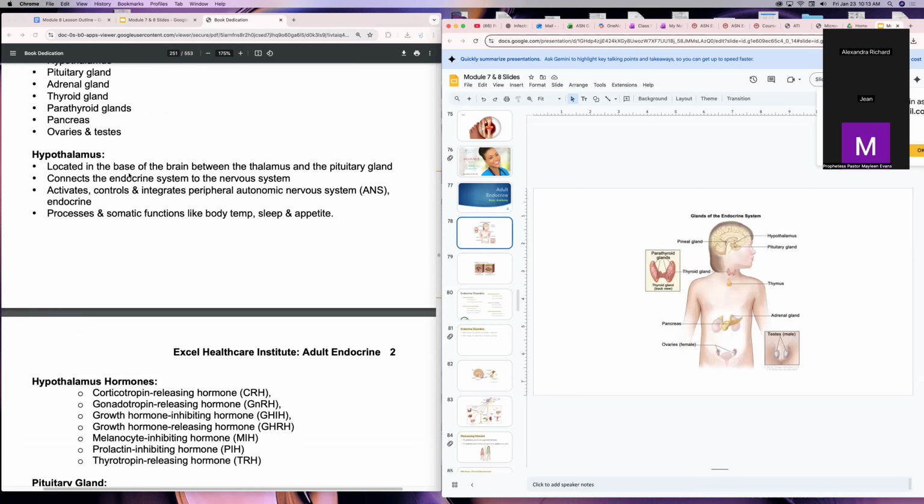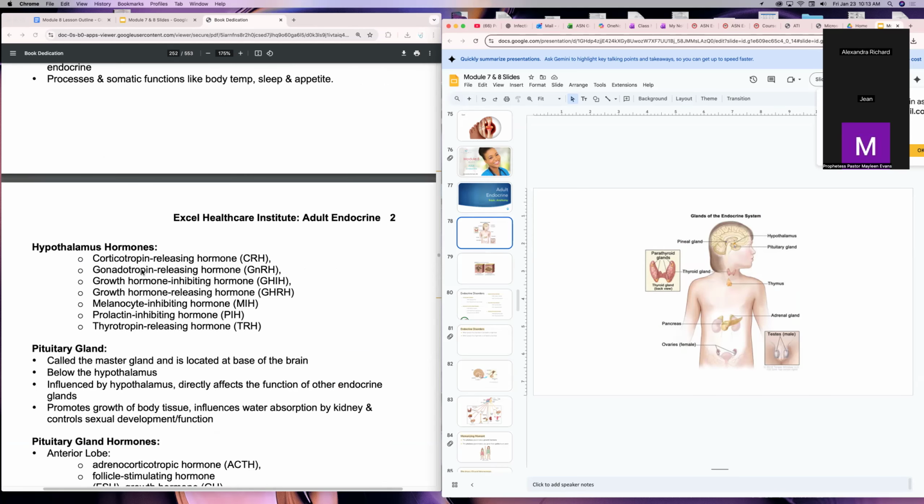So the hypothalamus is located at the base of the brain between the thalamus and the pituitary gland, and it connects the endocrine system to the nervous system. It activates, controls, and integrates the peripheral autonomic nervous system, and also it processes somatic functions like body temperature, sleep, and appetite.